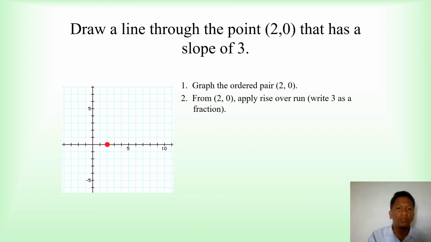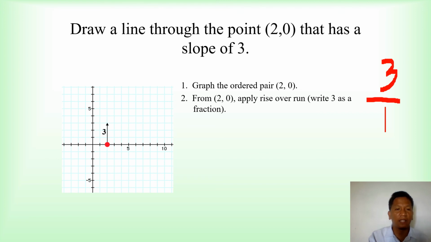Next, from (2, 0), apply rise over run. Write 3 as a fraction. Yan. So, what is the fraction form of 3? And as we all know, nung grade 7 tayo, nalaman natin na all numbers, meron yung denominator na 1. So, therefore, 3 can be written also as 3 over 1. Naintindihan? Alam natin yan. So, the value of our rise is 3. Very good. Our run is 1.